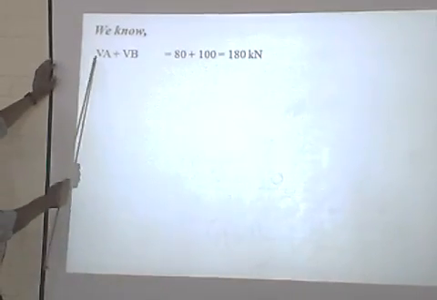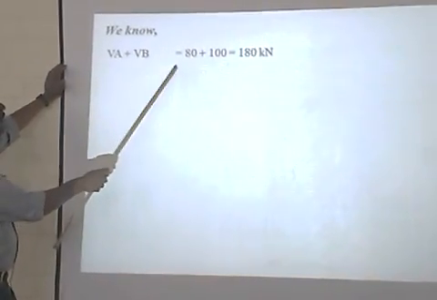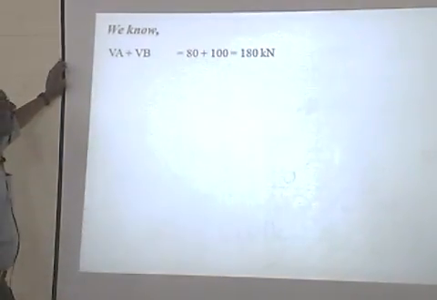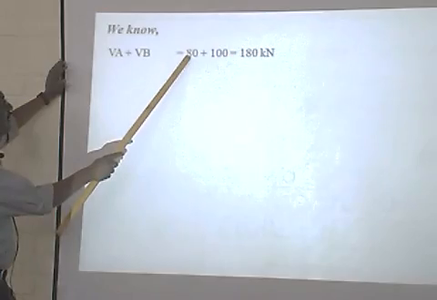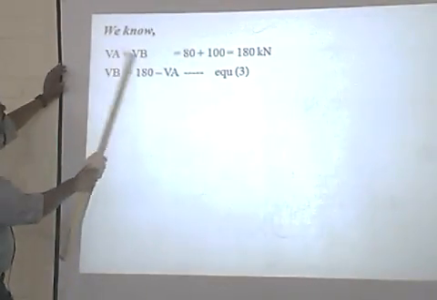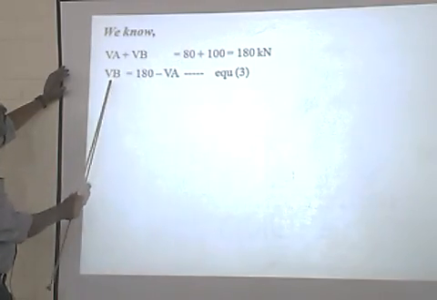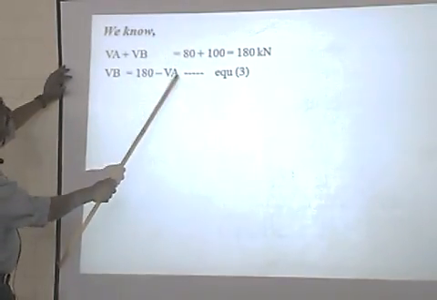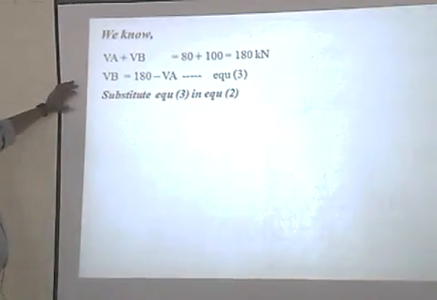We know the summation of the vertical reactions will be equal to the total downward load. So the downward loads are, first load 80 and second load 100. So the summation is 180. VA plus VB is equal to 180. From this, VB is 180 minus VA, that is equation number 3.